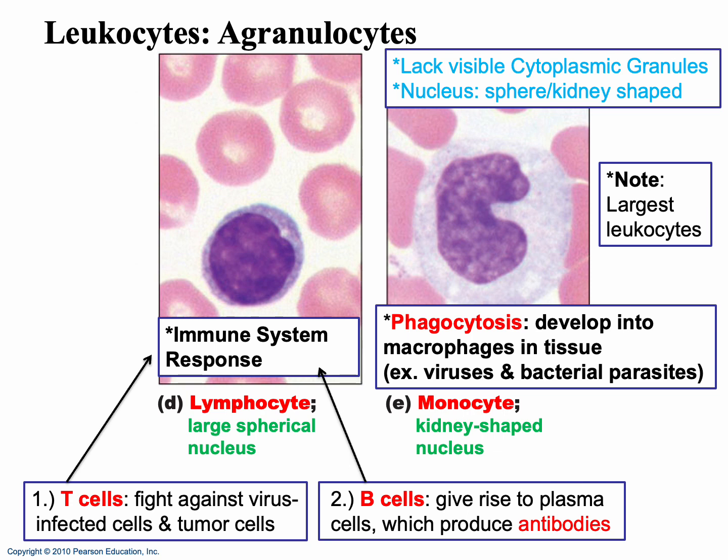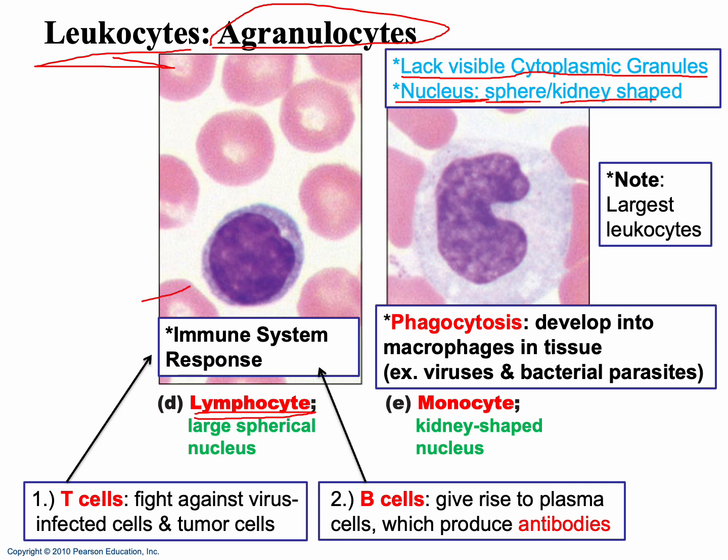We now take a look at the functions of the agranulocytes when we look at white blood cells, leukocytes. Characteristics of agranulocytes: they lack visible cytoplasmic granules, so you may not be able to see them under the microscope per se, and the nucleus shape is typically different. The shape will be more kidney-shaped or even a sphere, and may even take up most of the interior of the cell. So first we take a look at the lymphocyte. So here is the lymphocyte right here.